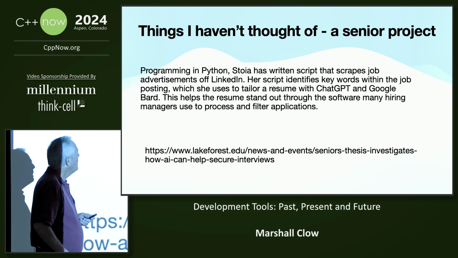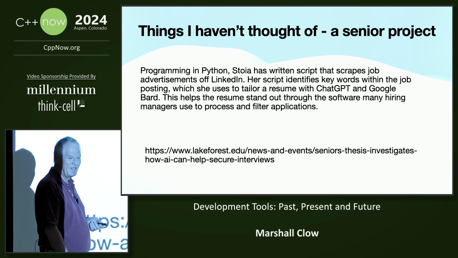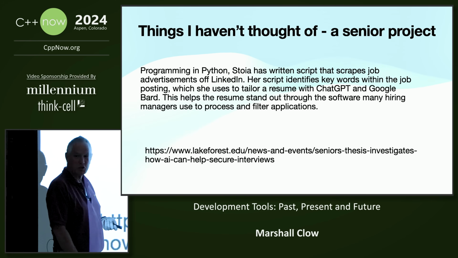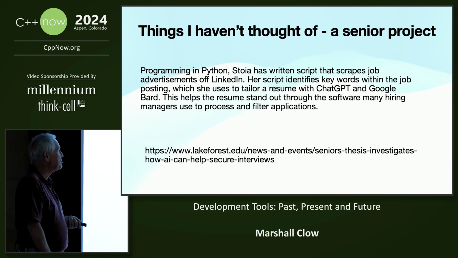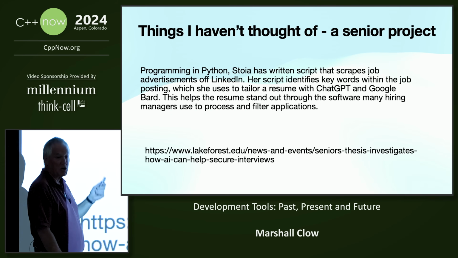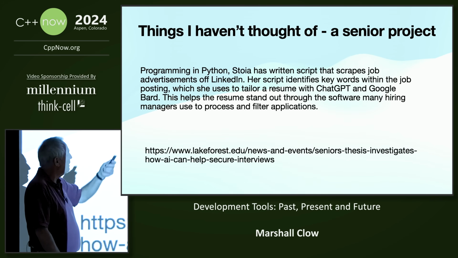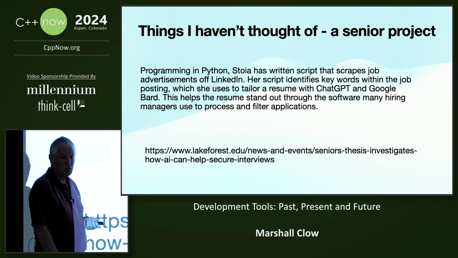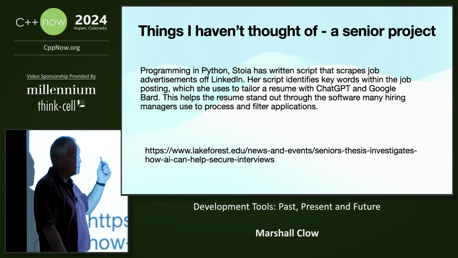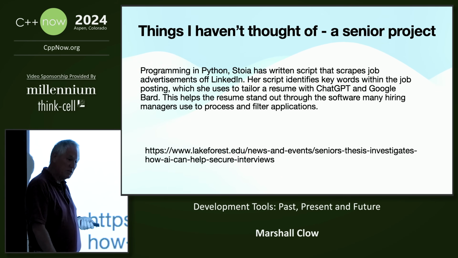But this young woman, as a senior, had to do a senior thesis. So her senior thesis was to help herself get a job. She said she applied for 500 jobs, basically job postings on LinkedIn. And what did she do? She wrote some software that scraped LinkedIn, identified keywords, and then used ChatGPT to tailor her resume for each individual job posting.